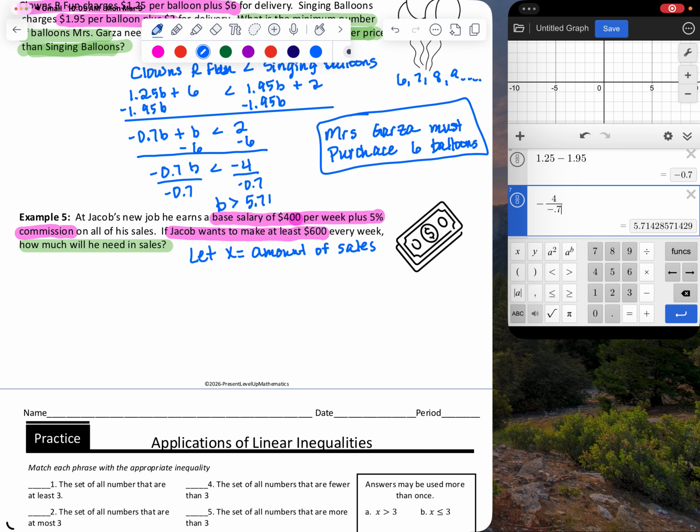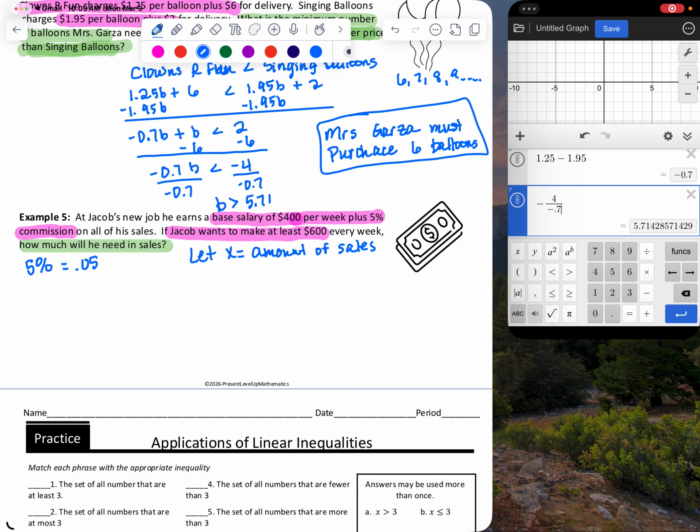But before you do, let me give you one hint. You want to use the decimal equivalent of 5% when you write your inequality, which is 0.05. So pause this video and try this problem on your own.